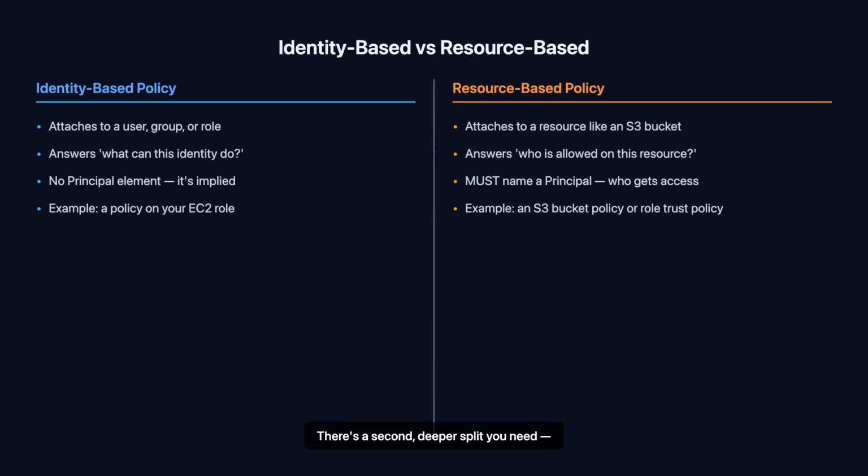There's a second, deeper split you need: where the policy attaches. An identity-based policy attaches to a user, group, or role, and it answers the question, what can this identity do? It has no principal element, because the identity holding it is implied. A resource-based policy is the other side of the coin. It attaches to a resource, like an S3 bucket, and it answers a different question, who is allowed on this resource? That means it must name a principal. Bucket policies and role trust policies are the classic examples.